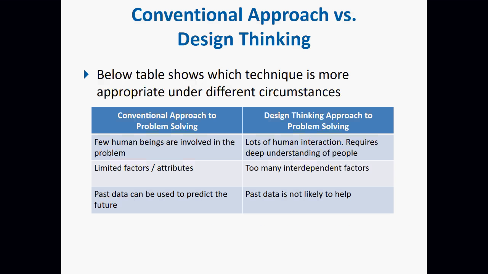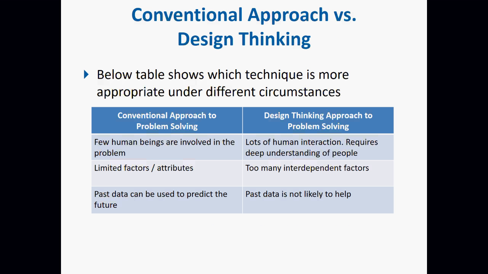Whereas if the problem that you're trying to solve has lots of human interaction and requires a deeper understanding of people, then design thinking is more appropriate. If there are very limited factors and attributes that are very clearly defined, then conventional mode. Too many factors that are very interdependent on each other, then design thinking is more appropriate.